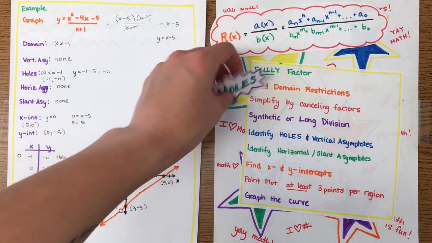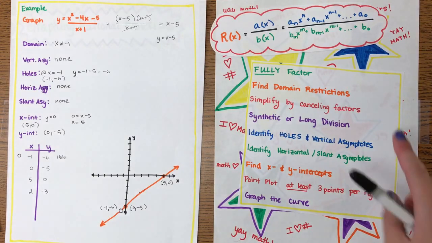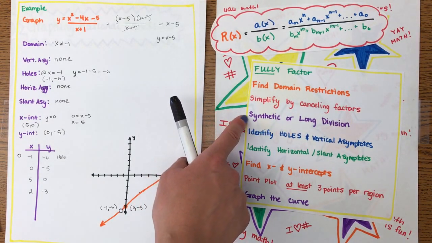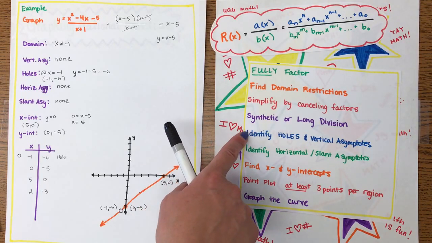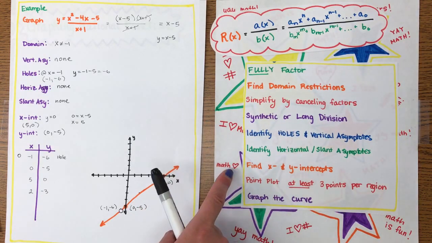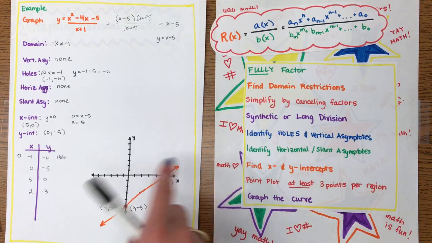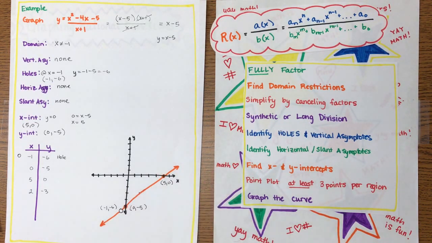I'm just going to step through and check to make sure I've got everything. I know all my domain restrictions. I simplified, did not need to use synthetic or long division. I know my holes, vertical asymptotes. There are no slant or horizontal asymptotes. Found my x and y intercepts. I have at least 3 points because I just really have one region, and then I graphed my curve.